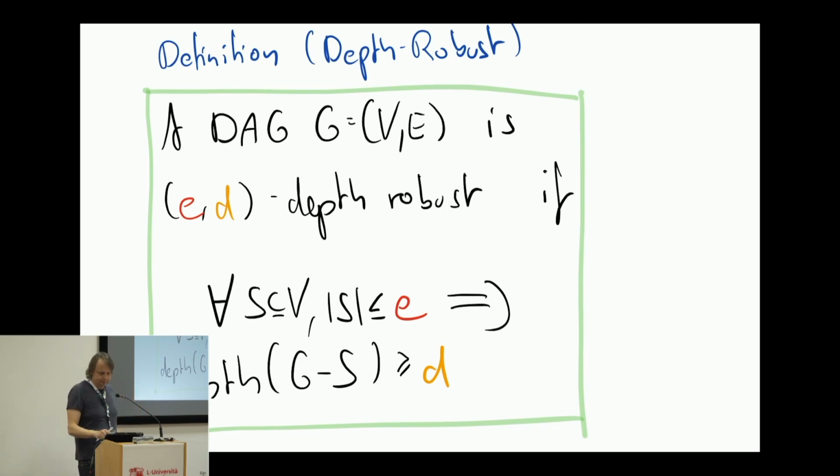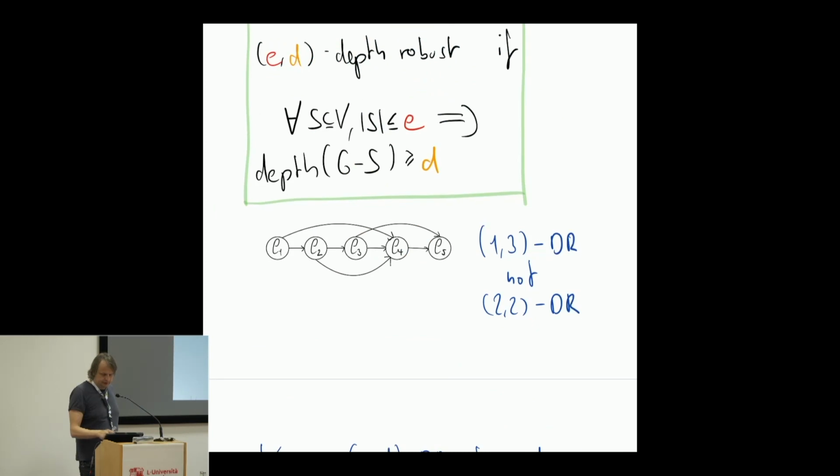Let's make an example. This graph here that I showed you, I claim it's (1,3) depth robust, in the sense that whenever you remove one vertex, there remains a path of length 3. Let's remove this one, then you still have the path 1, 2, even a path of length 4, and so on. You can check it. No matter which node you remove, there's also a path of length 3.